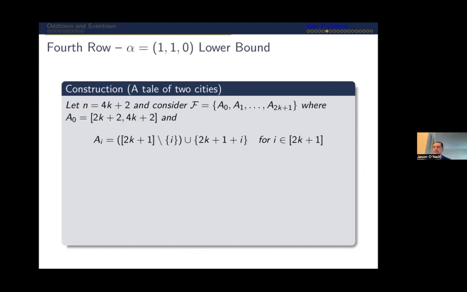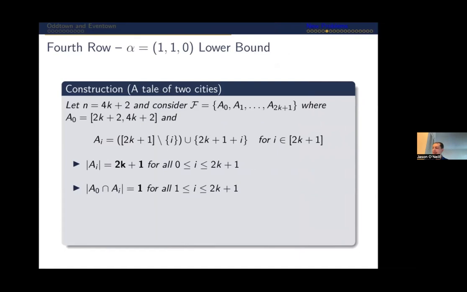So let's check that it satisfies these intersection patterns. First I take a look at my second city. The second city is going to have exactly 2k plus 1 elements, which is odd. So that one is good. And now if I look at the other A sub i's, they have 2k elements from the first city and exactly one element from the second city. So the first condition on the sizes of the sets themselves is satisfied.